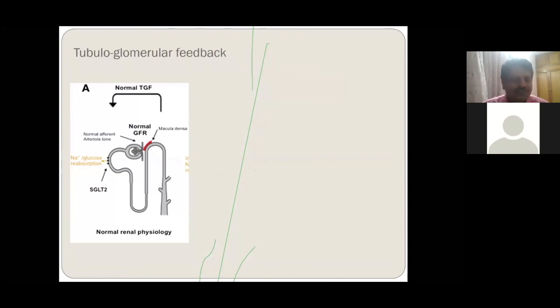We all know that there is hyperfiltration in diabetes. Normally, the tubuloglomerular feedback maintains the glomerular filtration.